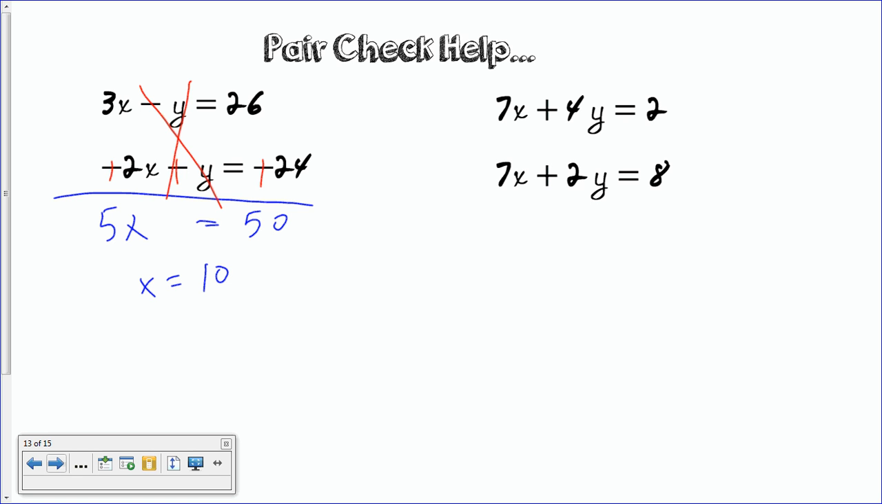Now you want to use the top one or the bottom one? Revised or the original? Doesn't matter. Okay, then I'm going to use the revised. Which means 2 times. Notice the 2, I'm going to use the positive 2. Does that make sense? That's the revised that I'm talking about. Plus y equals.